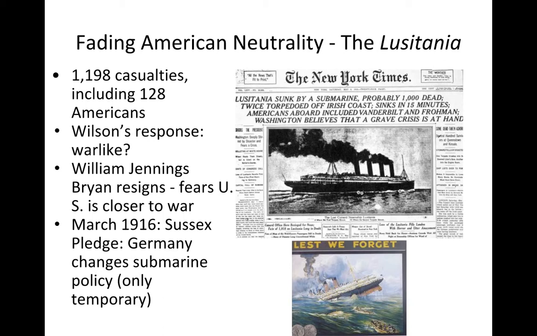But what does happen after the Lusitania is that the Germans do, for a brief period of time, stop what was called unrestricted submarine warfare. Prior to the sinking of the Lusitania, the Germans were torpedoing ships in open waters very regularly. But after the Lusitania, because of the outrage, in March of 1916, Germany issues the Sussex Pledge, which was essentially a promise that they would no longer bomb passenger ships. Now, again, the Sussex Pledge is only temporary.